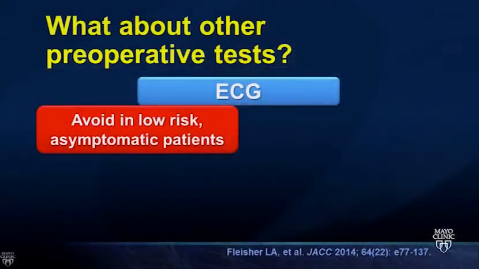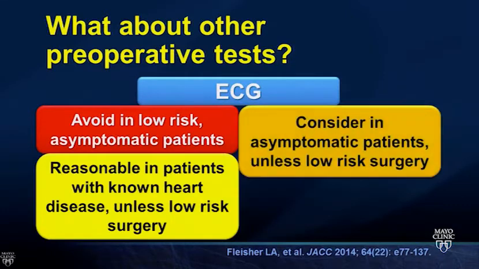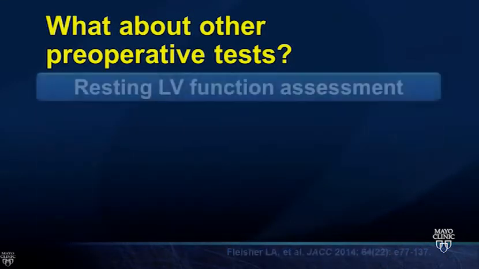What about other preoperative tests? You should avoid doing an ECG in low-risk asymptomatic patients, but it is reasonable to do an ECG in patients with known heart disease unless they're undergoing low-risk surgery. You could also consider doing an ECG in asymptomatic patients, again, unless they are undergoing low-risk surgery.